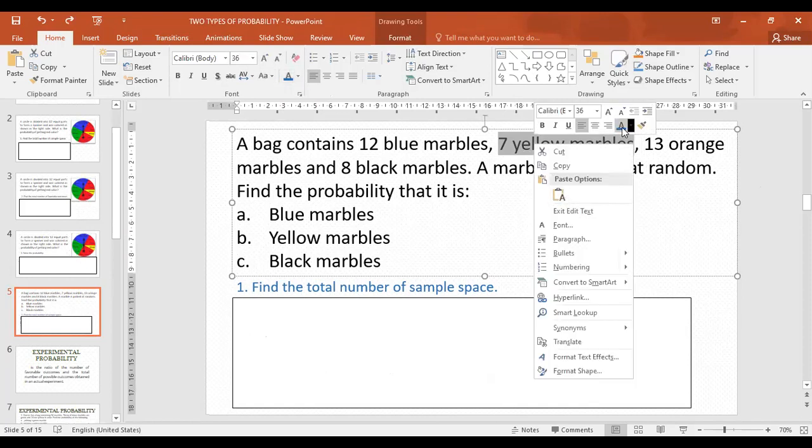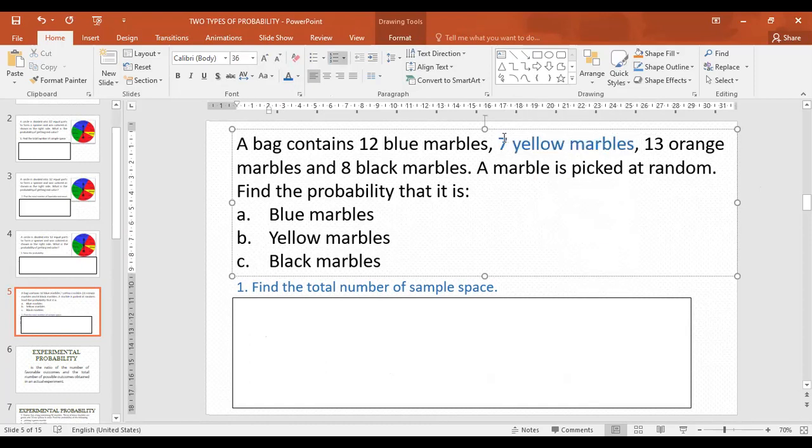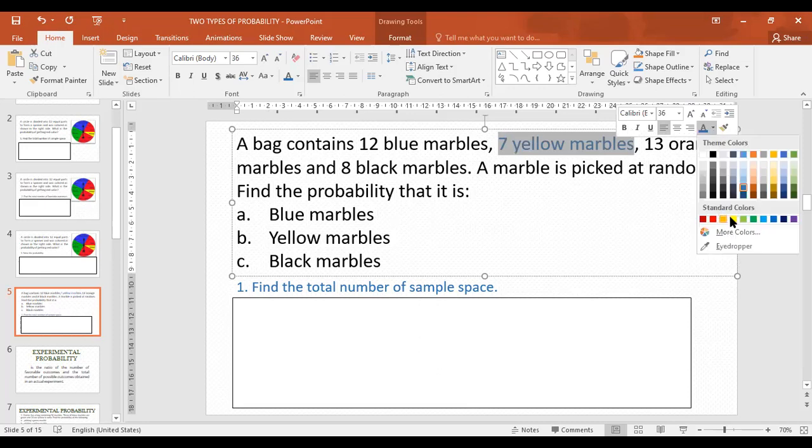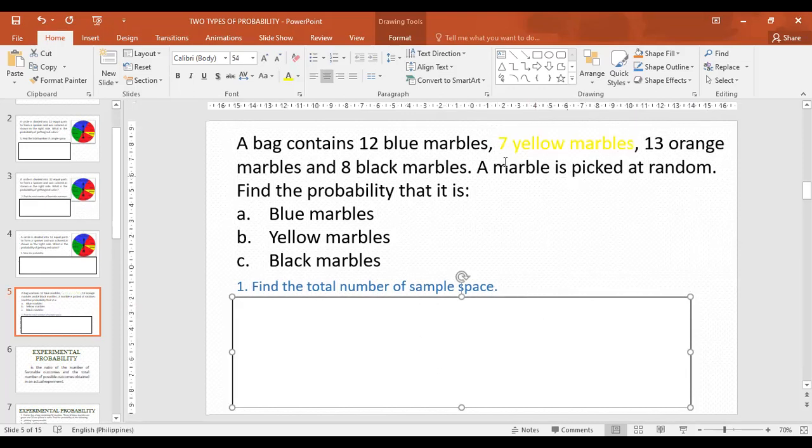Para makita nyo, no? Yan. 7 yellow marbles. Gawin natin yellow. Okay. So we have 7 yellow marbles. So let's find the probability, no? P of E is equal to, ilan ulit yung favorable outcome? 7. 7 yellow marbles. And yung sample space, we have 40. Okay. Isulat na natin to.